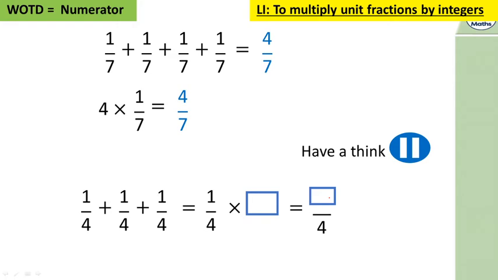So let's have a think about this one. So 1/4 plus 1/4 plus 1/4 equals 1/4 times what? That equals what? So those are going to be the same. What do you think the answer is? So it's going to be 3. So you've got 3 lots of 1/4. So 1/4 times 3 is 3/4.